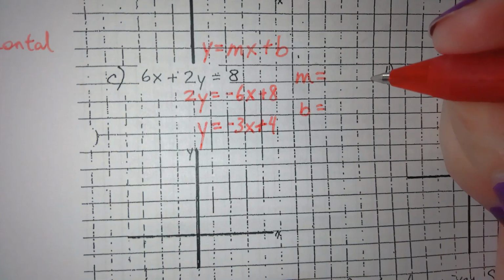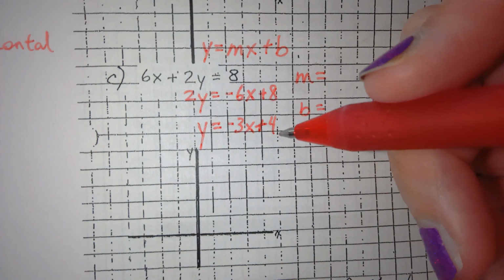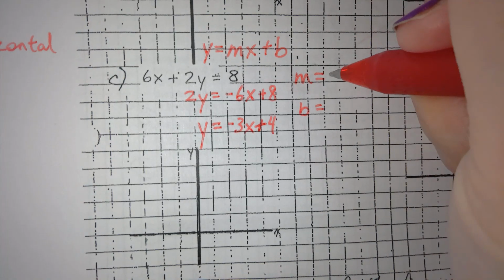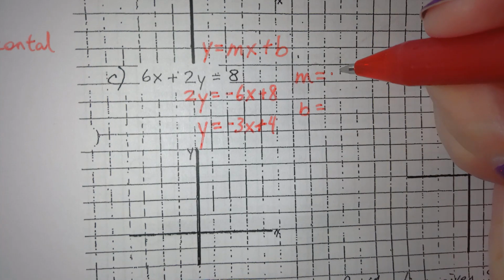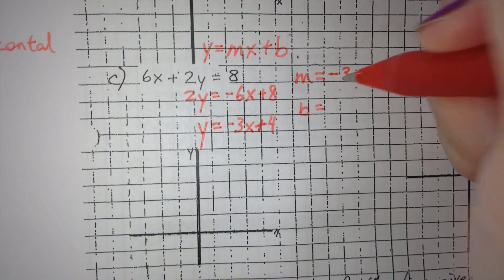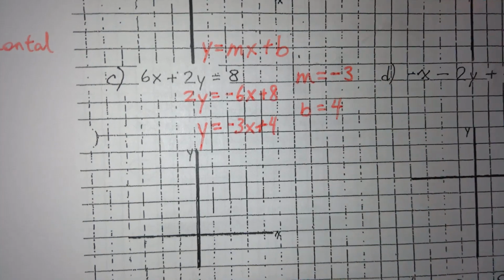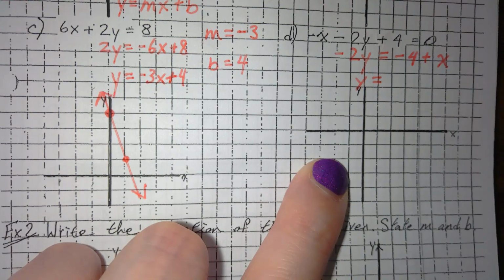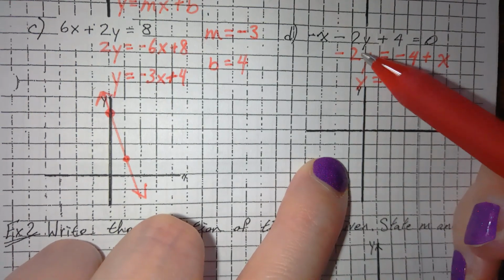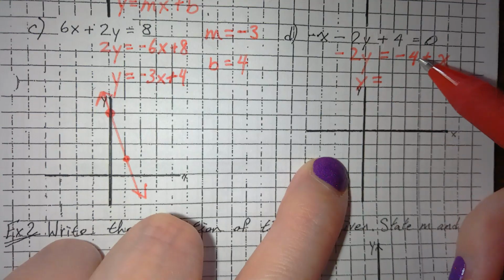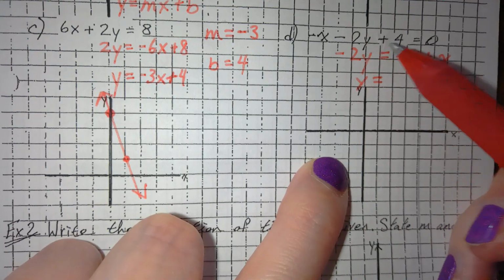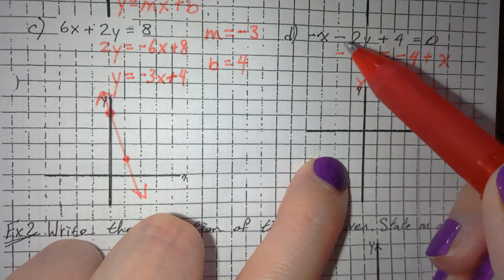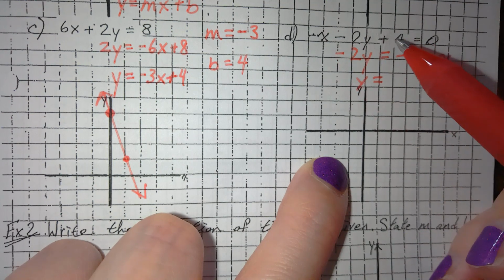So now, is it in y equals mx plus b form? Yes. So what is m? Negative 3. And b? 4. Okay, graph that line. So where was I? Right. I want to rearrange this one. So move the negative x and the 4 over.